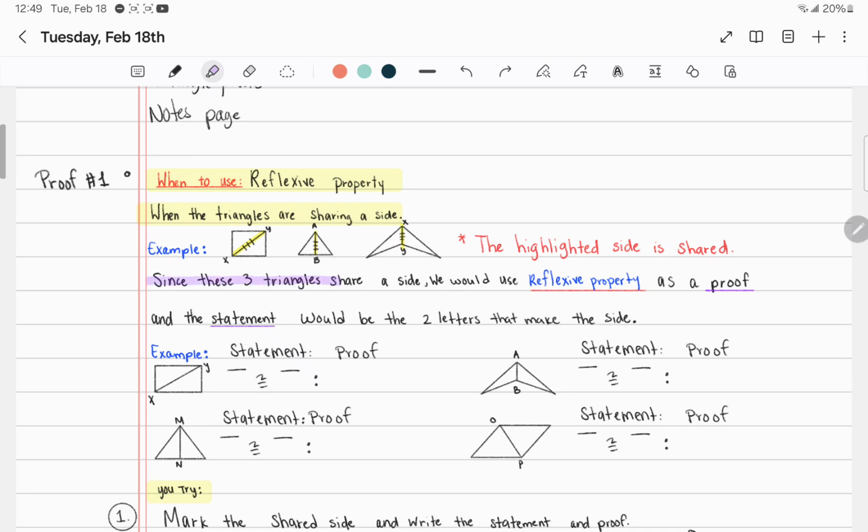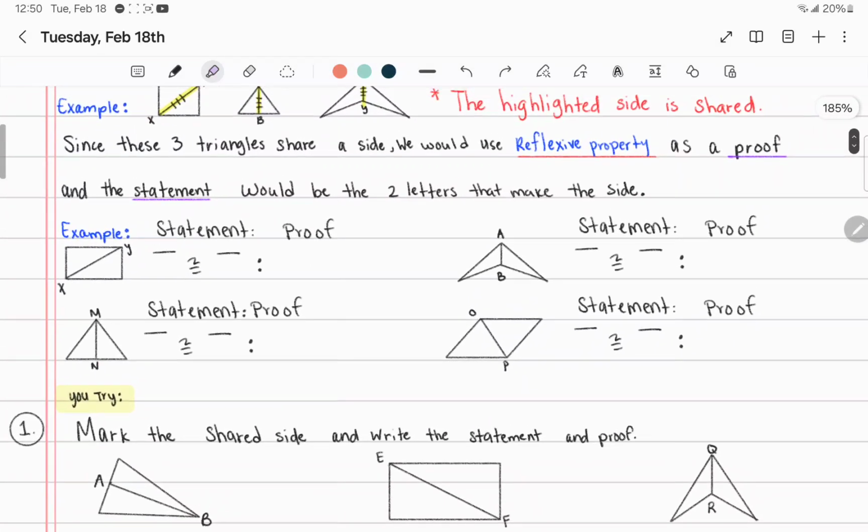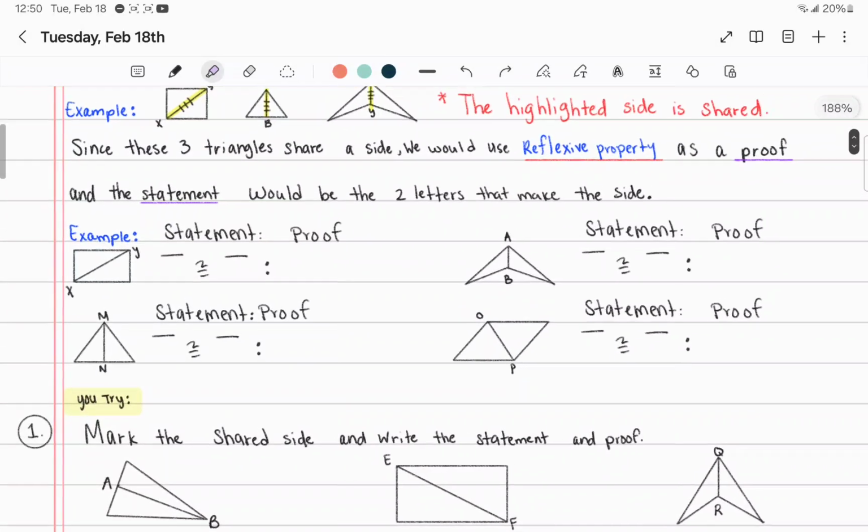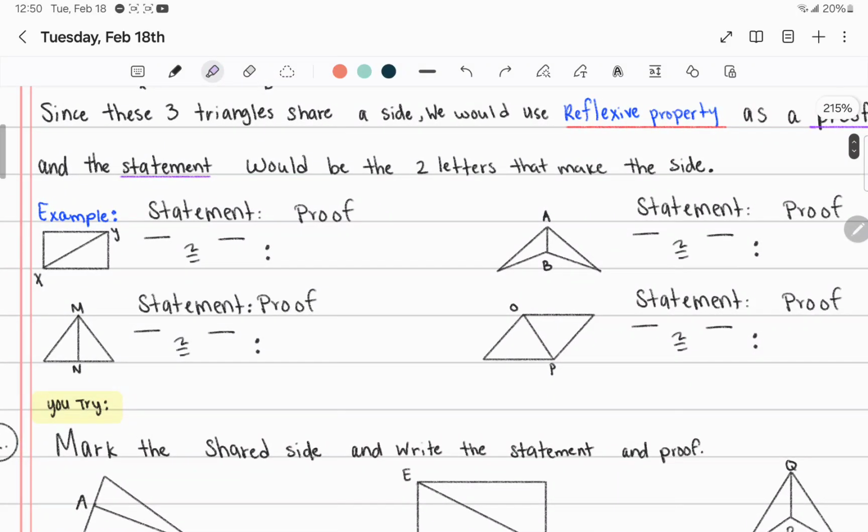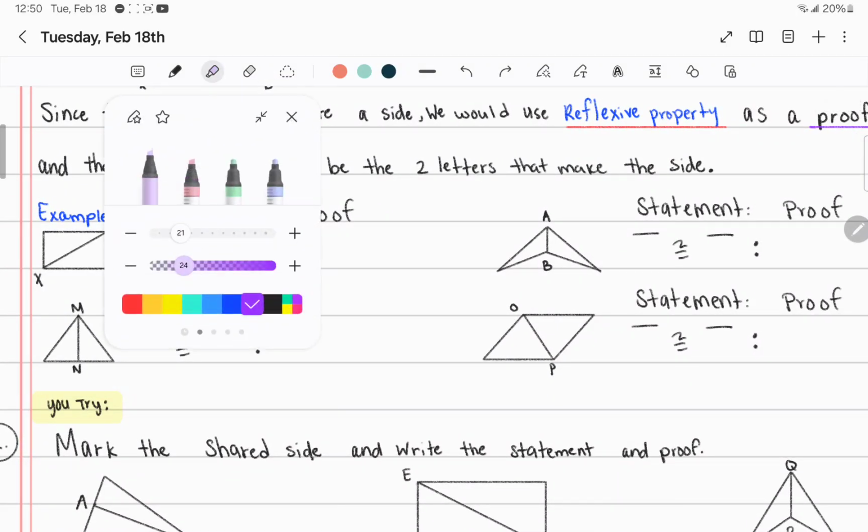Since these three triangles share a side, we use reflexive property as a proof, and the statement would be the two letters that make the side. That means X and Y, A and B, X and Y. Those are the two letters that make the side. So here we have some practice questions, some examples. Example one, what is the shared side?